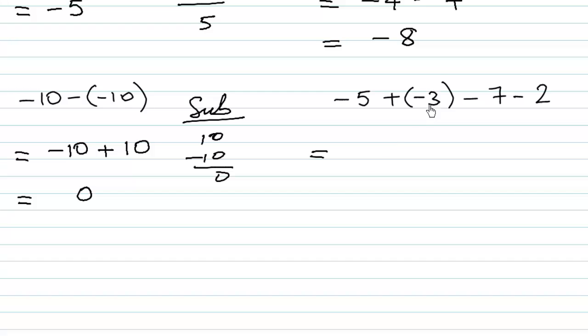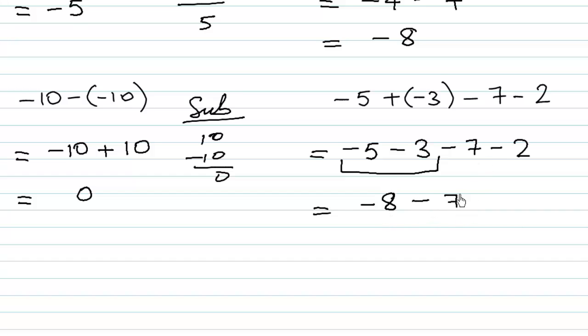Minus 5 plus of minus 3, minus 7 minus 2. So we write minus 5, plus and minus is minus, 3 minus 7 minus 2. Always take two numbers together. So we're going to take minus 5 minus 3. Minus and minus is plus, 5 plus 3 is 8. Sign of the greater number, 5 is bigger, the sign of the greater number is minus. So minus 5 minus 3 is minus 8. And then we write down the minus 7 as it is and minus 2 as it is.